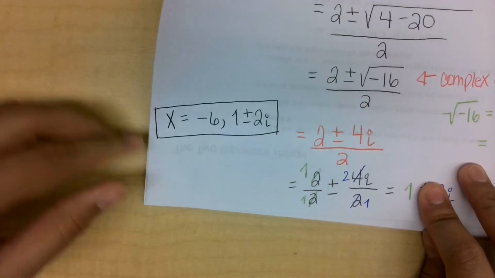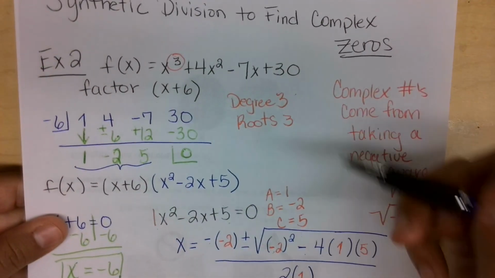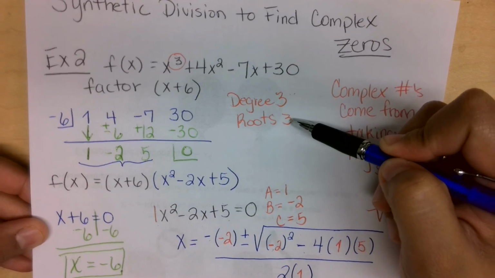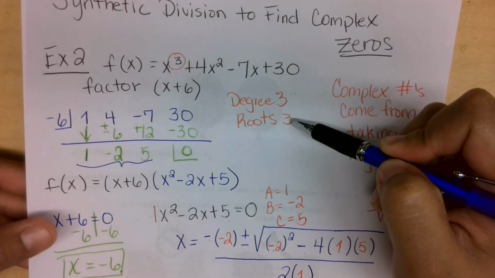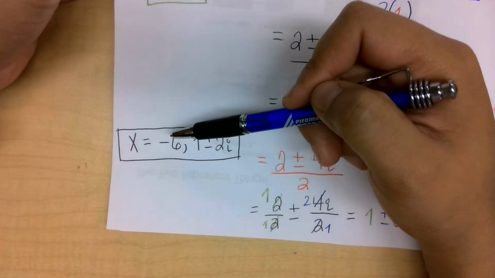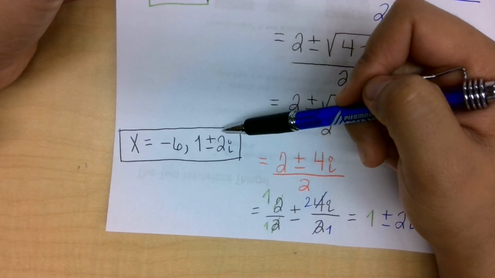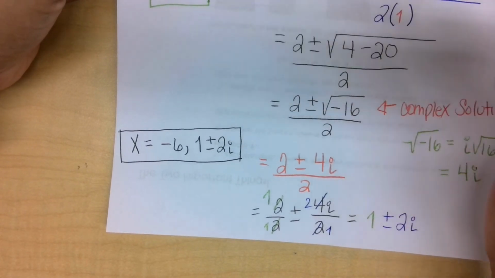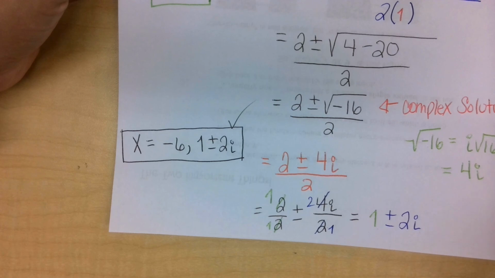And remember that we said the degree was 3. So we needed to have 3 roots using the fundamental theorem of algebra. And if we look at it, we got -6, 1 plus 2i, and 1 minus 2i. So that is 3 roots. So there are our answers.